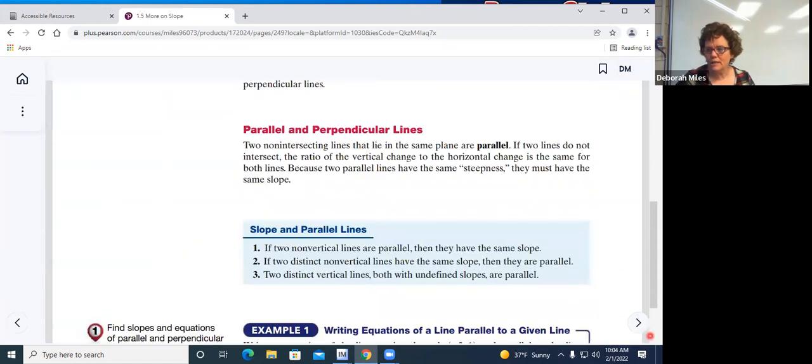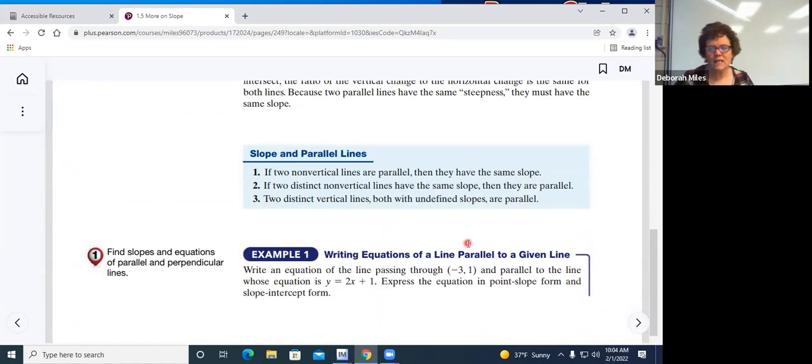Example 1, and this is page 219. Write an equation of a line through this point and parallel to this line. You would say, well, this line has a slope of what? 2. And so a line parallel to it would have a slope of 2, also. You would use 2 for the slope and this point, plug it into point slope form.